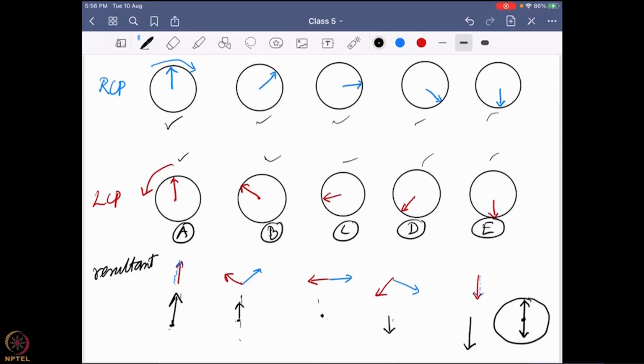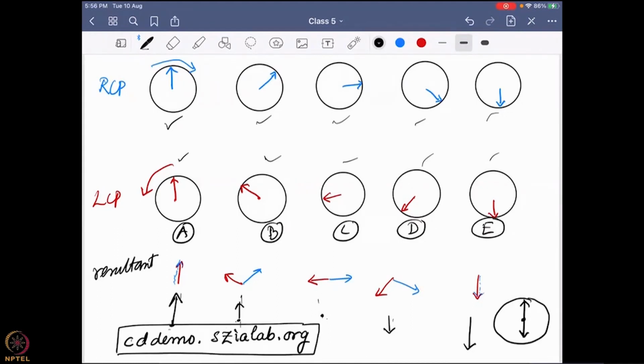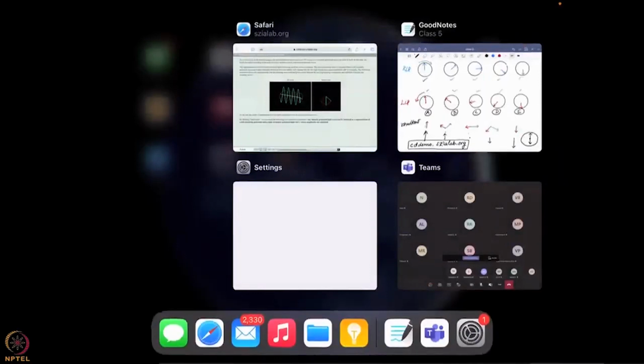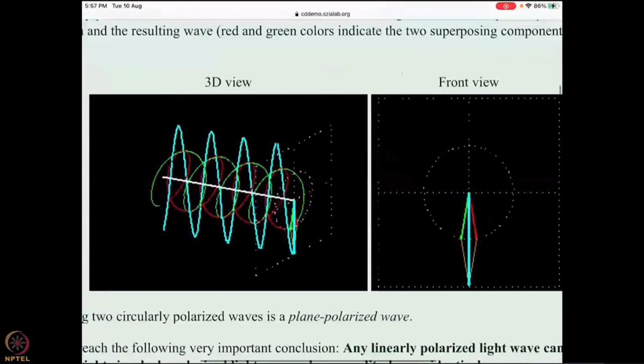Now, some of you are probably hearing this for the first time and it might take some time to digest. So there is a very nice website where we can go through this, cddemoazialab.org, where you can find a video of all those things. And I'm going to show you a few examples of how to look at it. The first one, we are going to look at how it looks when two circularly polarized lights are moving and their resultant is a plane polarized light. So let's take a look.